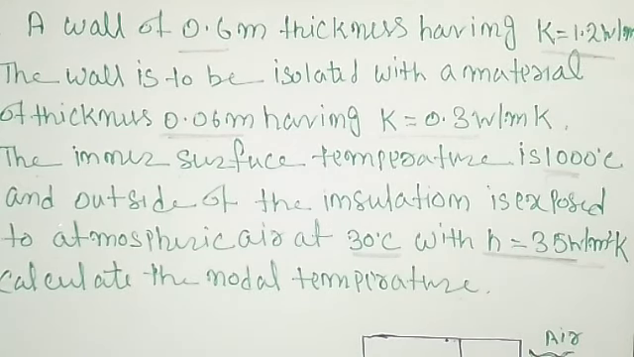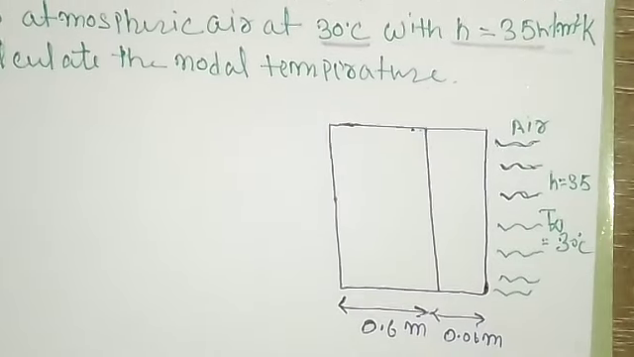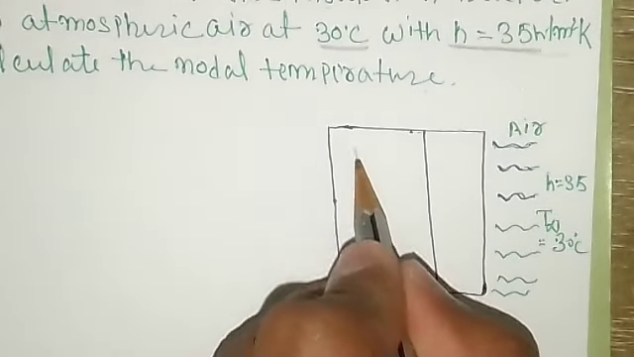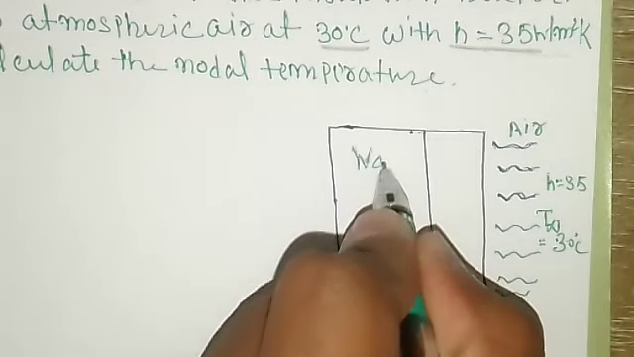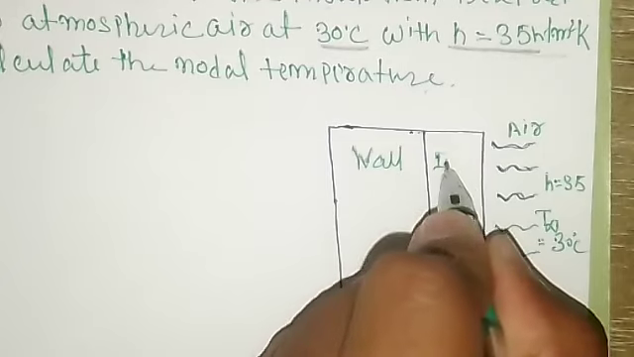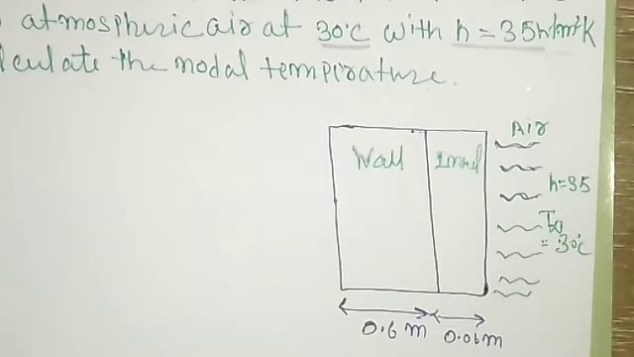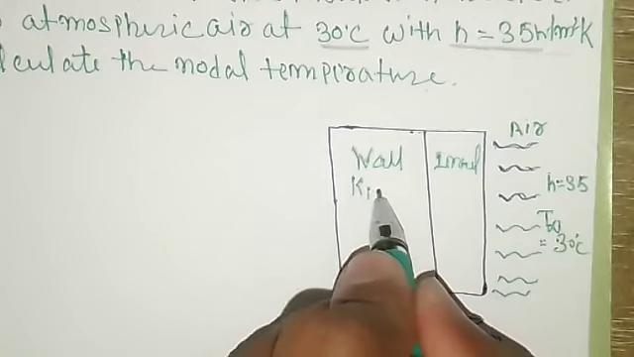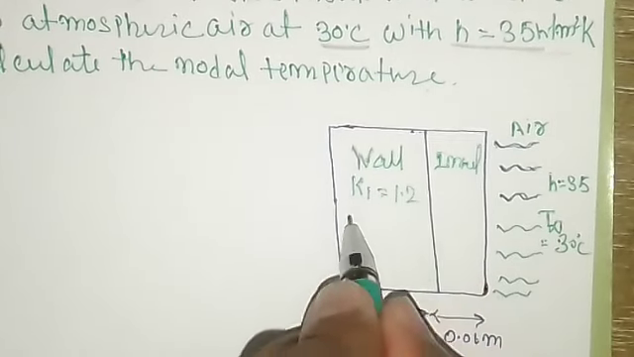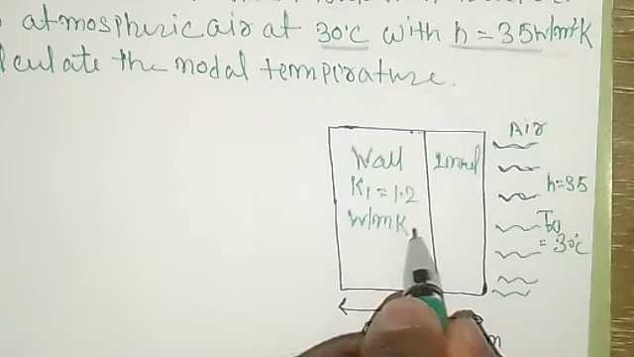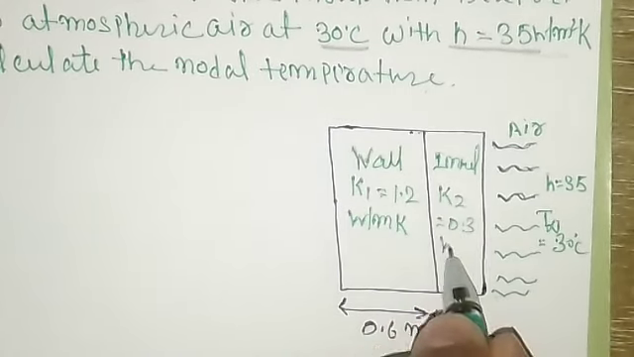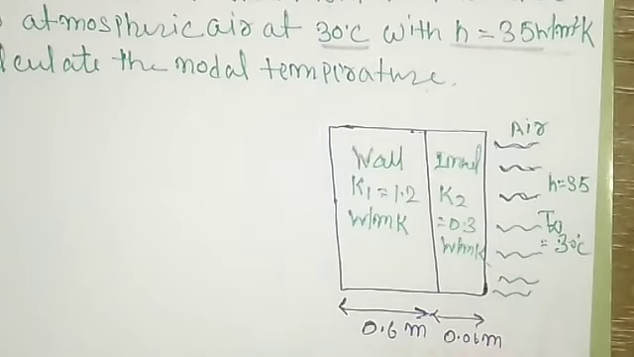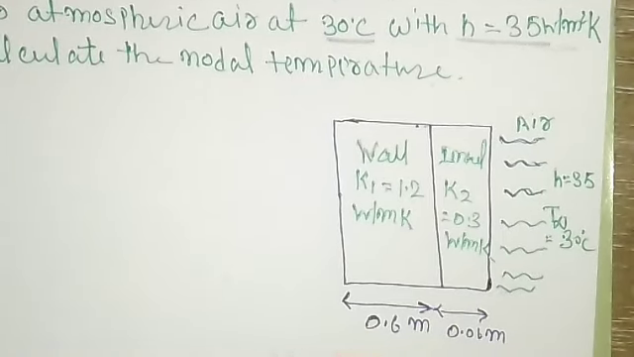So the figure is like this, when we draw the figure, this is the wall and this is the insulation, right? This thermal conductivity K1 we can say is 1.2 watt per meter Kelvin, and the thermal conductivity K2 is equal to 0.3 watt per meter Kelvin, right? The thickness of this wall is 0.6 and the insulation is 0.06.